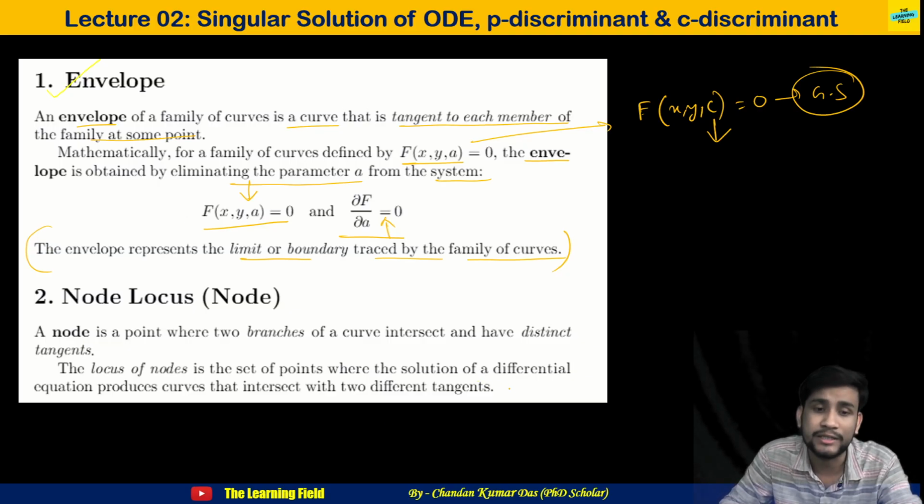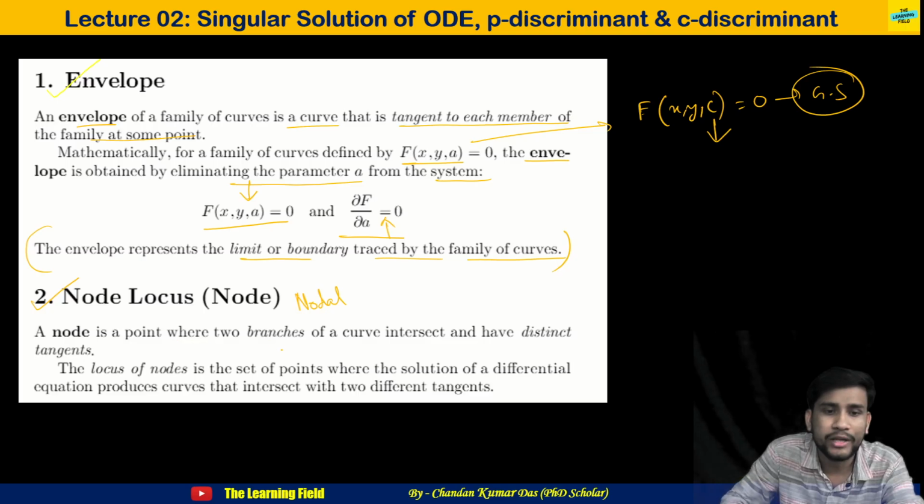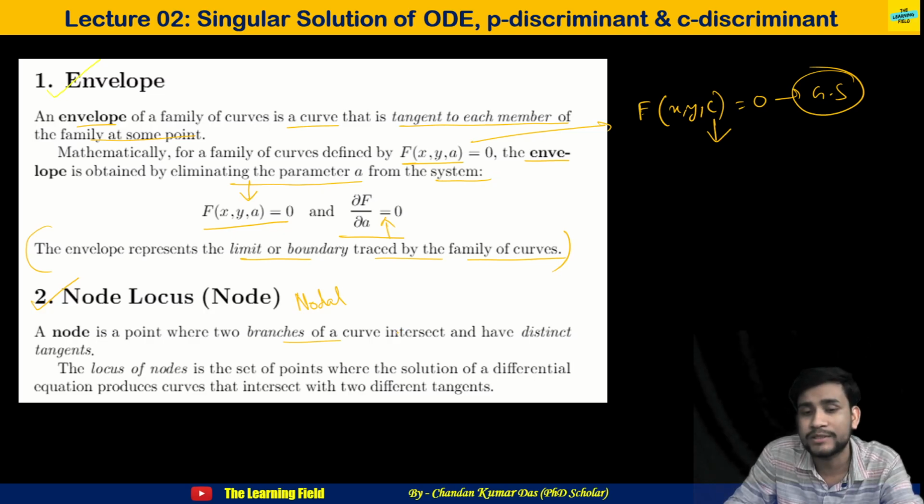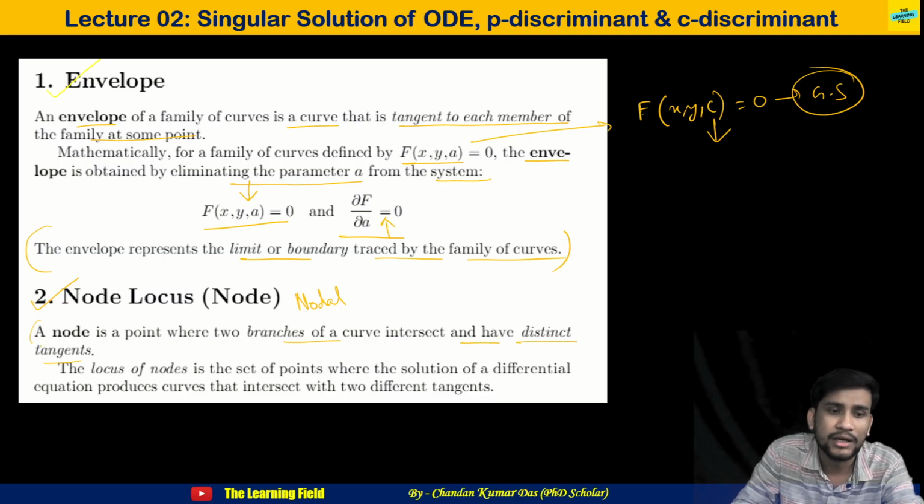We come to the example now after the definition. So what is a node, or this is also called the nodal locus, right? A node is a point where two branches of the curve, which are actually the solutions of the differential equation for different values of the constant, intersect and have distinct tangents. This is called a node.